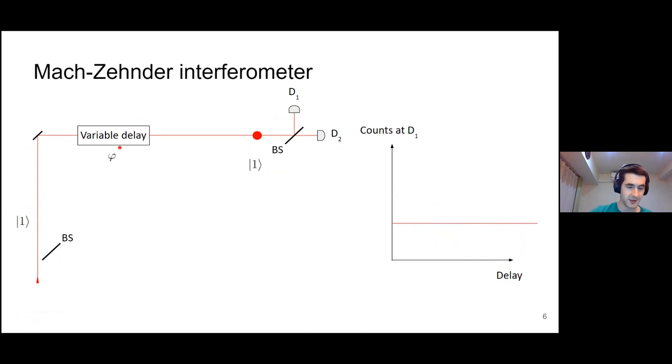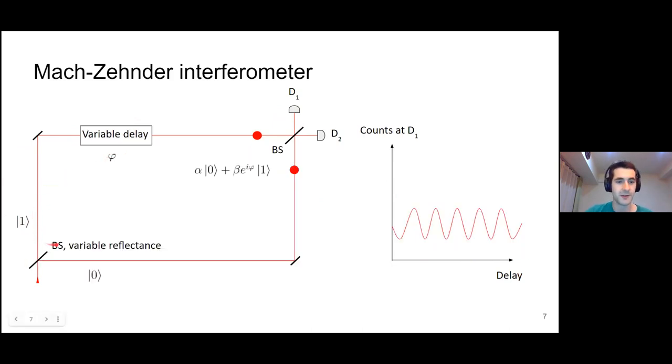Now imagine we insert again this beam splitter and we allow it to have a variable reflectance. That means that we can engineer the state of the qubit, change the amplitude of zero state or one state. If this is a mirror, for example, it will always be in the zero state, that is alpha equals one and beta equals zero. So this state is normalized. That means that the sum of the norm squared of alpha plus the norm squared of beta is equal to one.